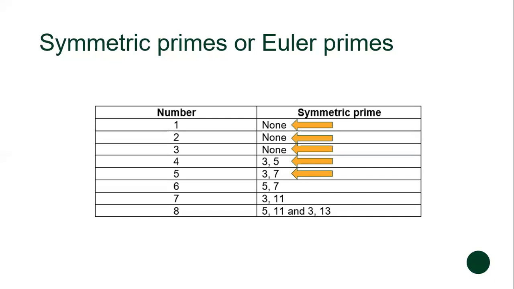How about 6? The number 6 also has a symmetric prime, those are 5 and 7. So their difference is just 1. Okay, how about 7? It also has a symmetric prime, which is 3 and 11. And you can compute for the differences or the distances, as well as for 8. Compute the distance of 5 and 11 from 8, and 3 and 13 from 8.